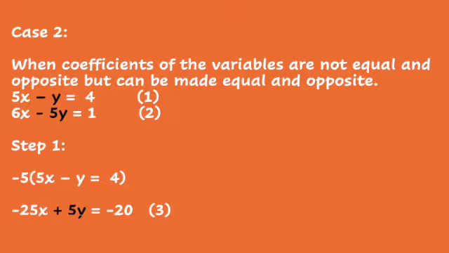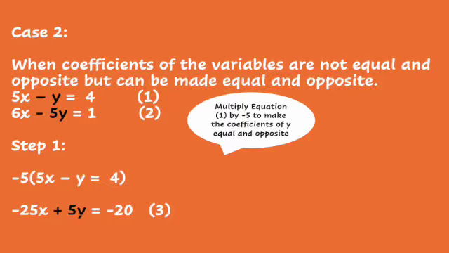Have a look at case 2, where the coefficients of variables are not equal and opposite, but they can be made equal and opposite. So have a look at this set of equations where we have 5x minus y equal to 4 and 6x minus 5y equal to 1. So how do we solve this now? We have to make sure somehow that one of the coefficients is equal and opposite. For that, we multiply equation 1 by minus 5.